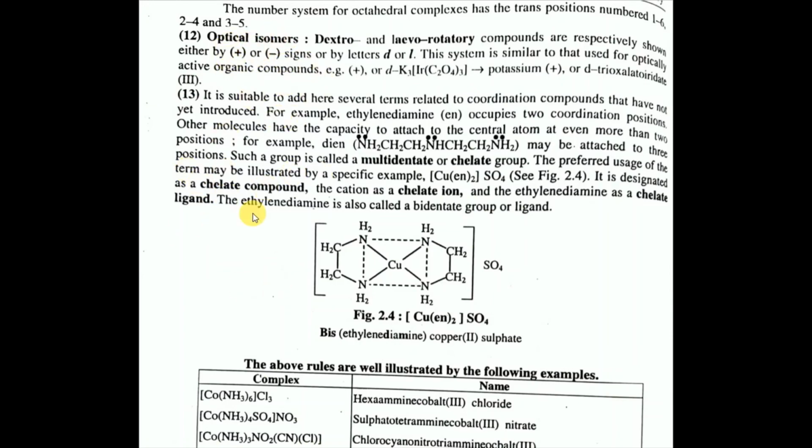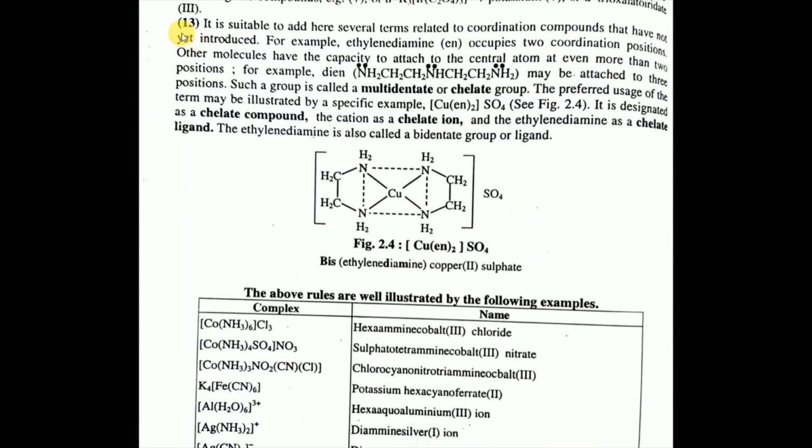Then the next rule is the 13th rule. It is for chelating ligands or multidentate ligands. See here, in this complex, Co(en)2SO4, the ethylenediamine is the ligand, and this ethylenediamine again has the word di. Therefore, the IUPAC name of this complex is bis(ethylenediamine) copper(II) sulfate.